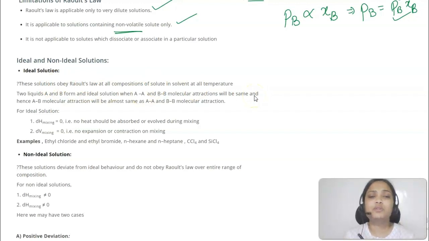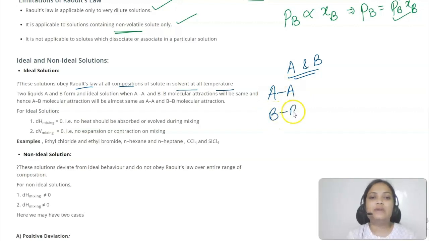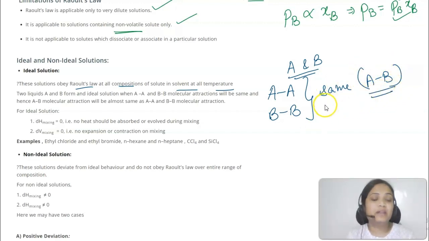So students, ideal solutions are the ones which obey Raoult's law at all compositions of solute in solvent and at all temperatures. Means the entire range of concentration. If the solution is obeying Raoult's law, then it is known as the ideal solution. So let's say if you have two liquids A and B, they will form ideal solutions. So now there will be some interactions, AA and BB. When these AA and BB interactions are the same as the AB molecular interactions, then you get the ideal solutions. Okay, this is very important.